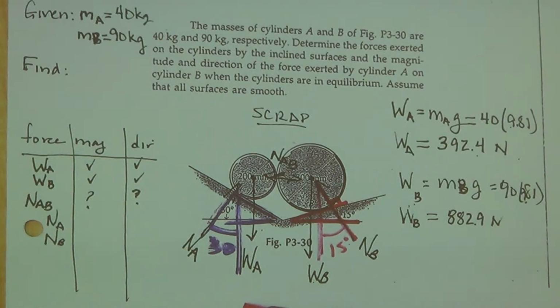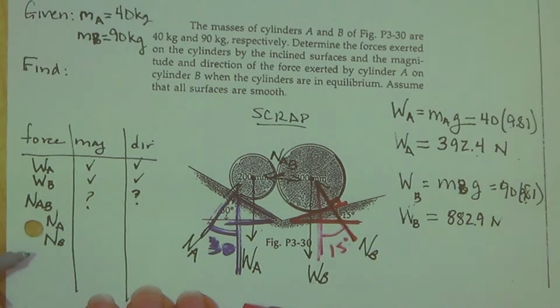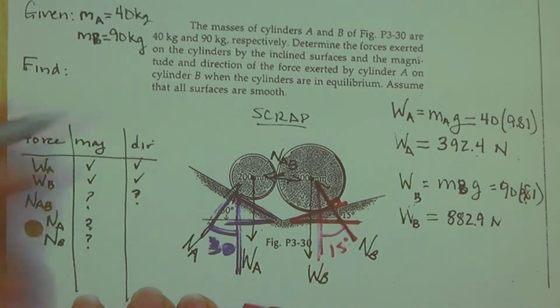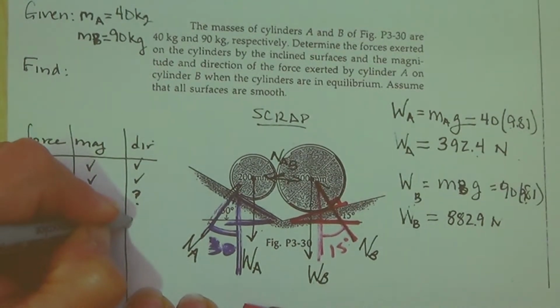So, do we know the magnitude of NA and NB? Eric, since you were doing it, did they give it to us? Yeah, we know the magnitude. Well, we need... We have to calculate it using equilibrium equations, okay, right? Fine, so we don't know yet. So we don't know, and we don't know. But do we know the directions? Yeah. Yeah.